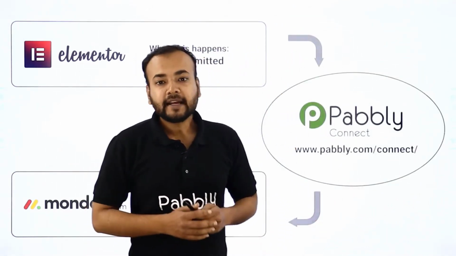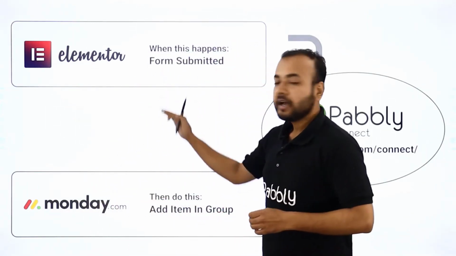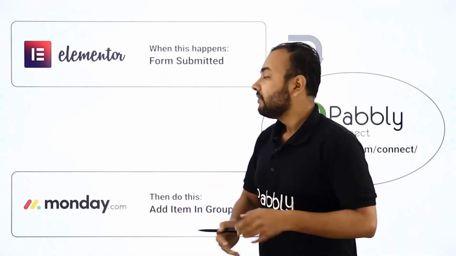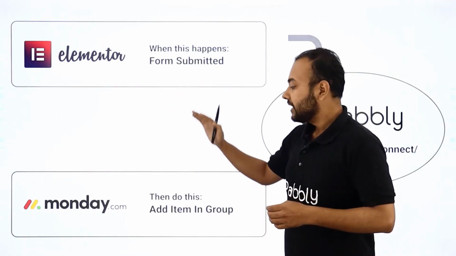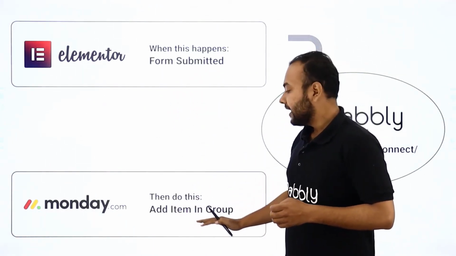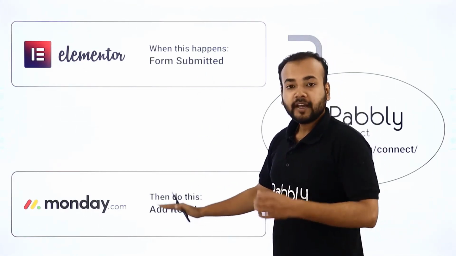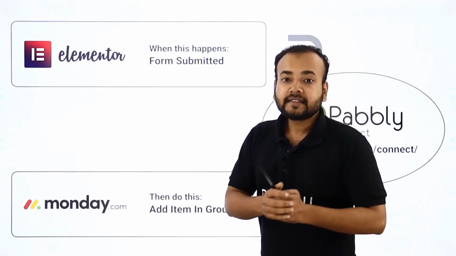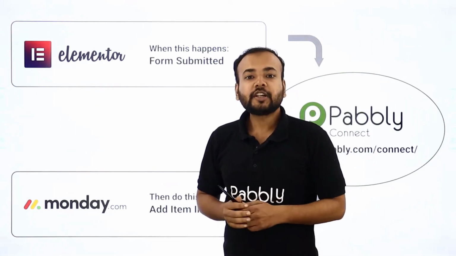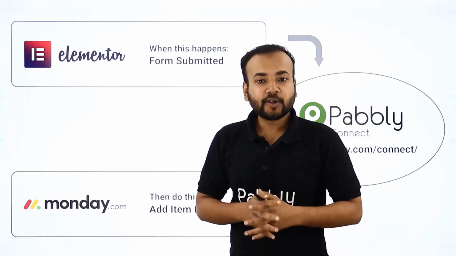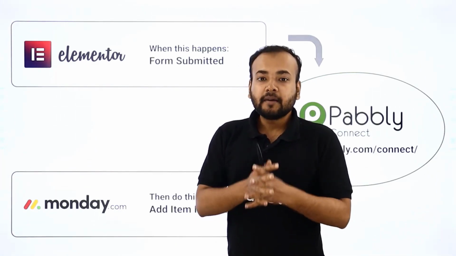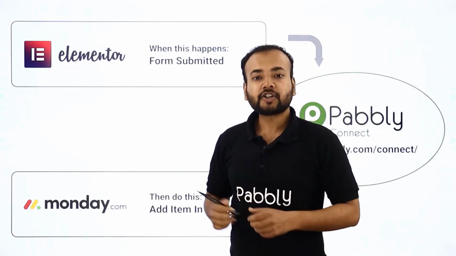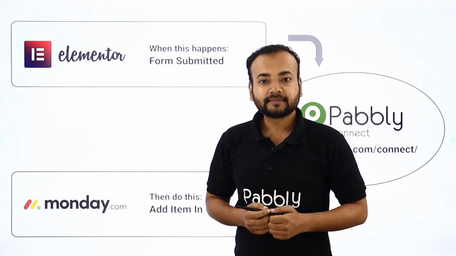So guys, what Pabbly Connect will do, it will connect these two applications together such that whenever you receive a form response here in Elementor, the data will be delivered automatically to monday.com and added here as a new item in a specific group. And guys, the best part of making this automation is that you will not require any coding skills or programming knowledge. So now let me show you the process by which you can also make this automation on my computer screen.